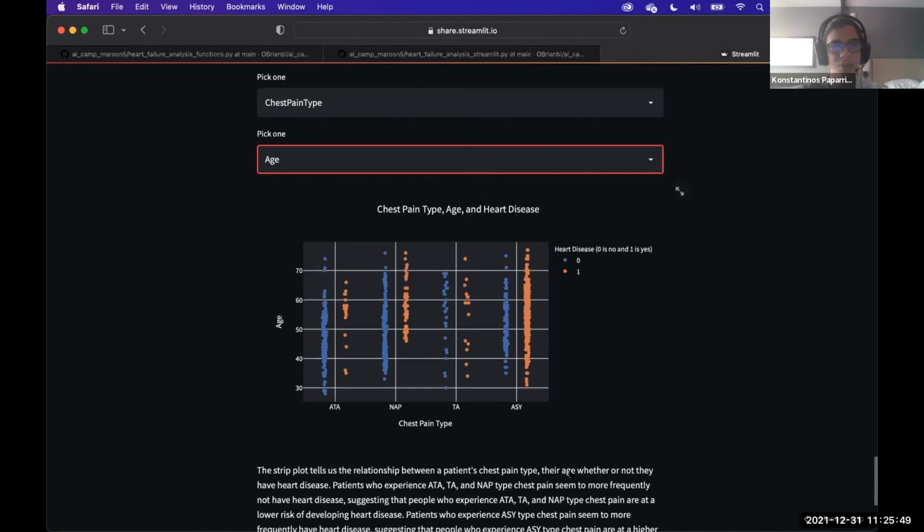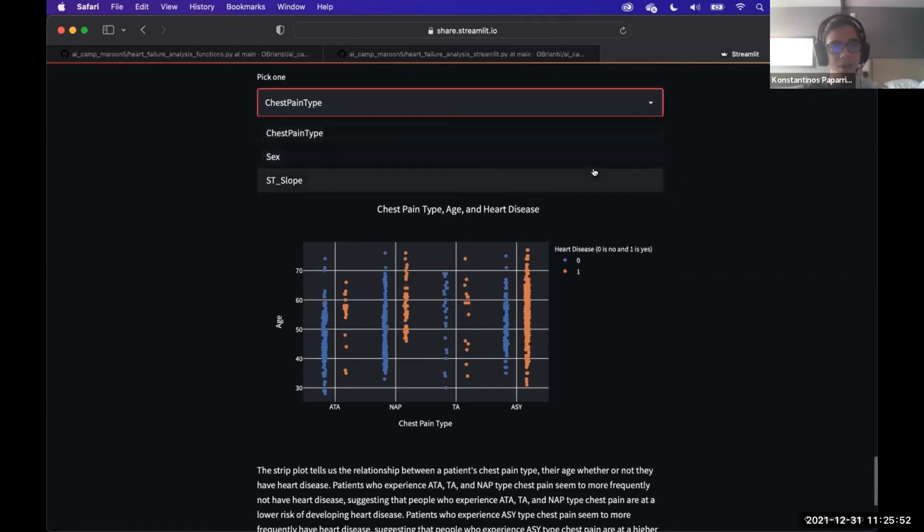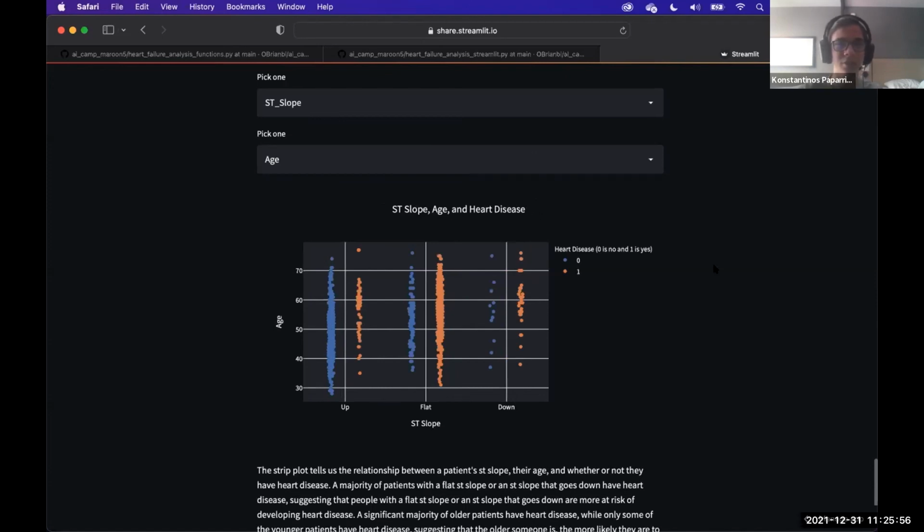And lastly, patients with a flat ST slope or an ST slope that goes down were more likely to have heart disease. So yeah, thank you for listening to our presentation.